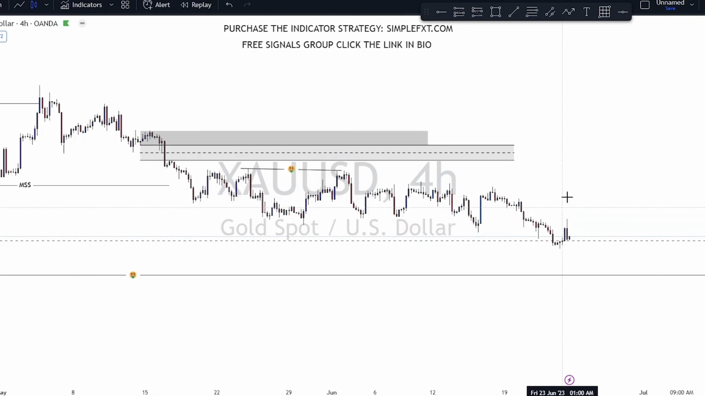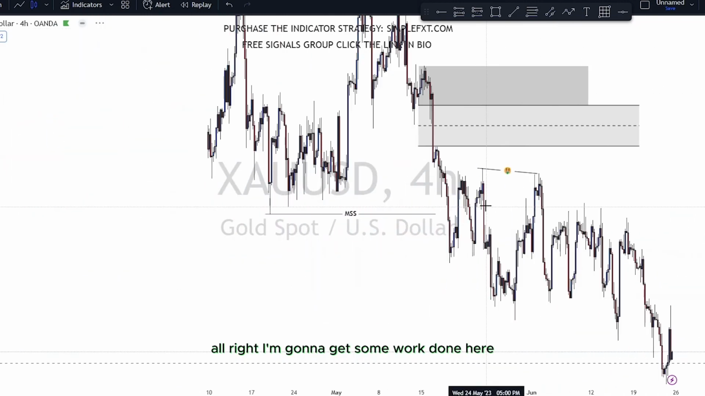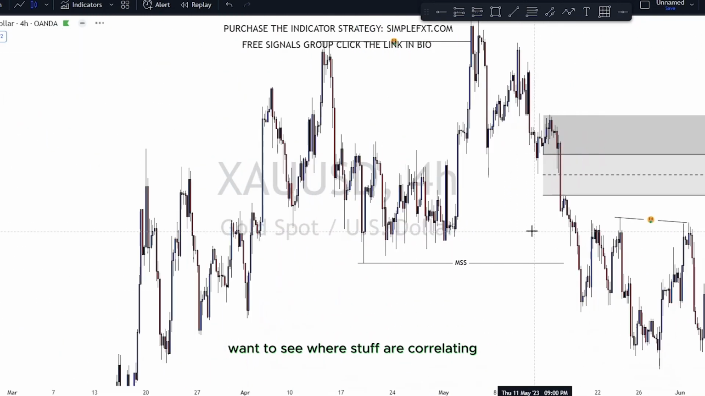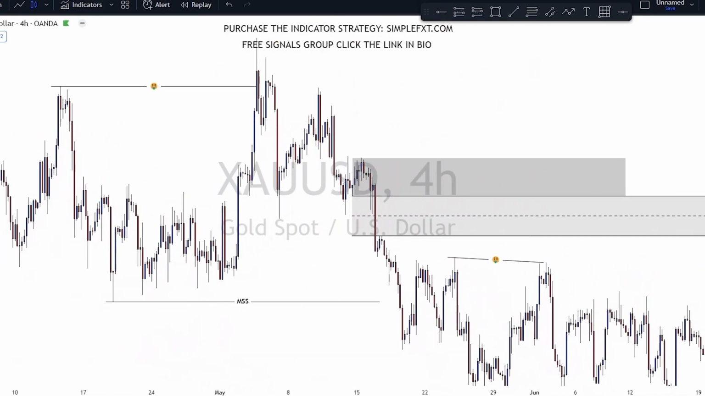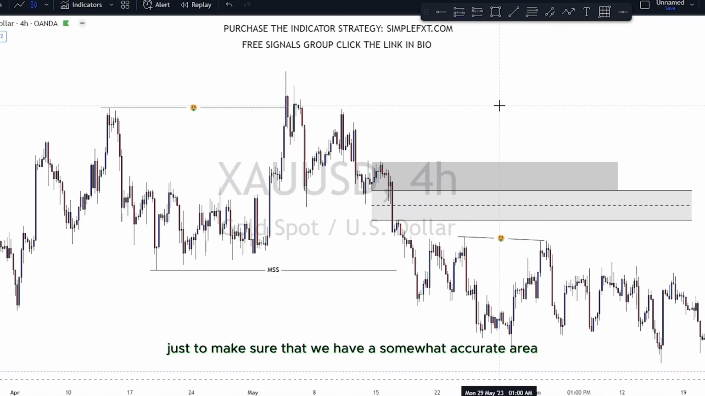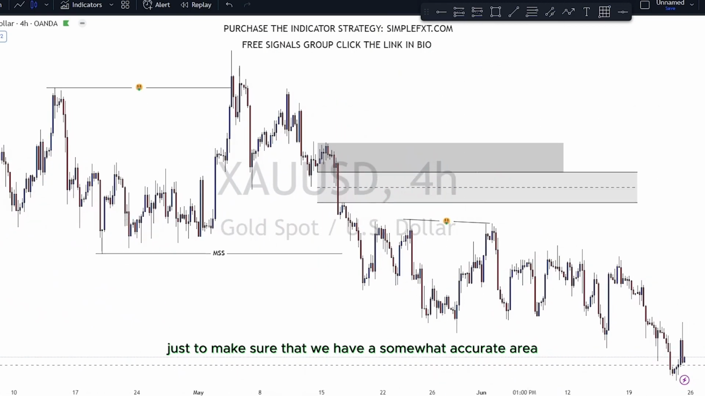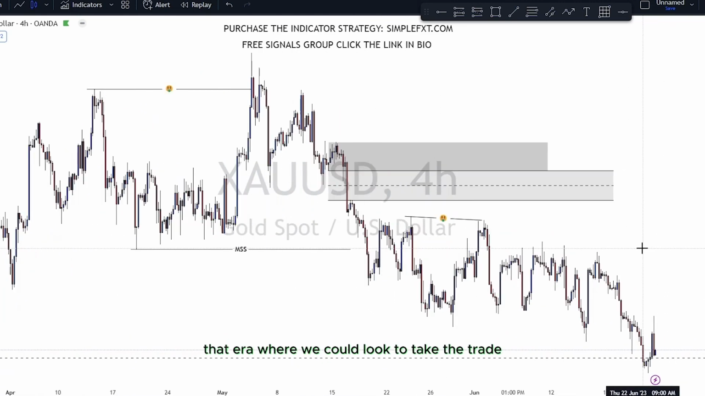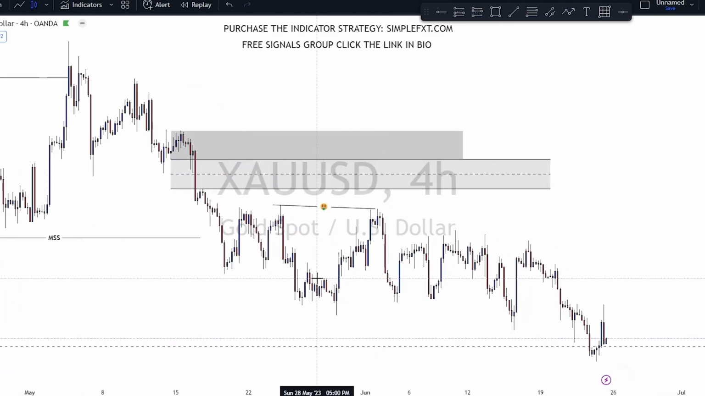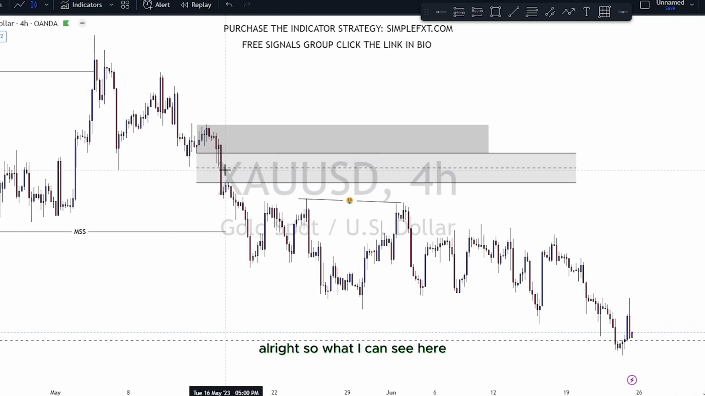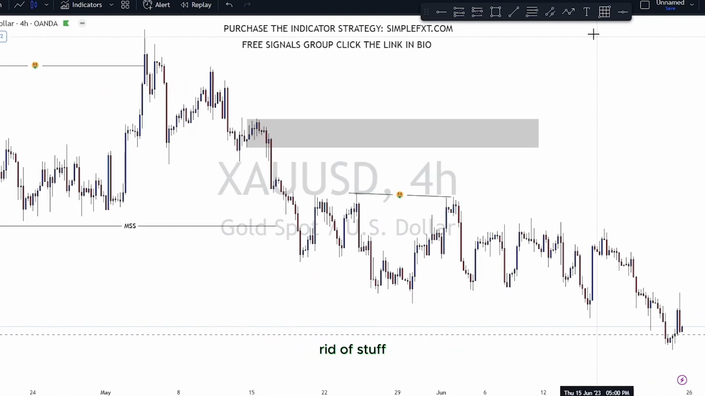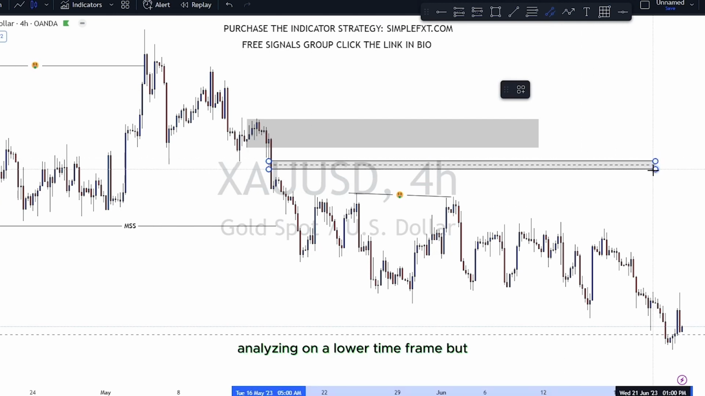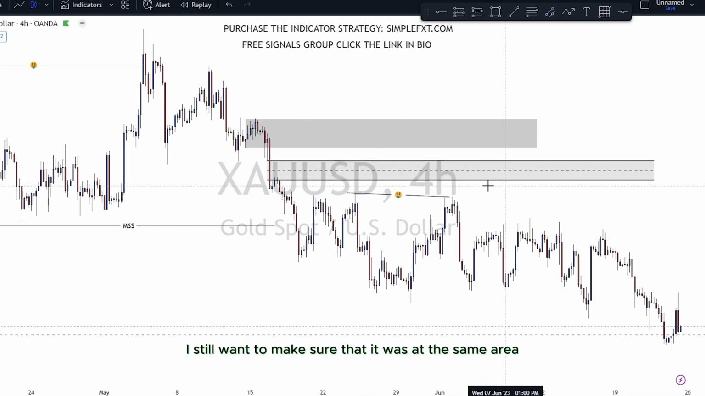4-hour time frame. All right, we're gonna get some work done here. Want to see where stuff are correlating with each time frame, just to make sure that we have a somewhat accurate point of interest, an area where we could look to take the trade once price gets there. All right, so what I can see here is that I'm gonna start getting rid of stuff that way I could start analyzing on a lower time frame, but I still want to make sure that it was at the same area.